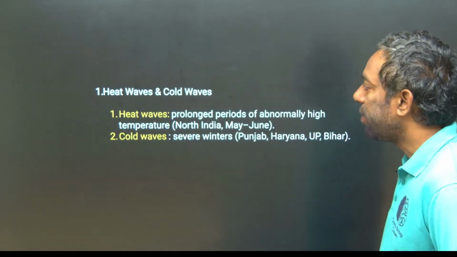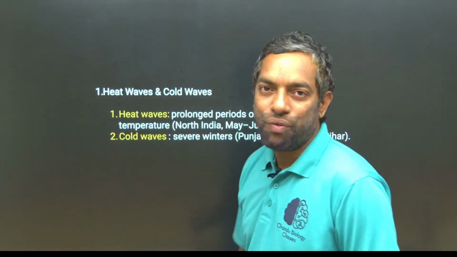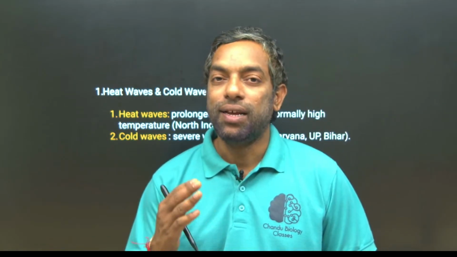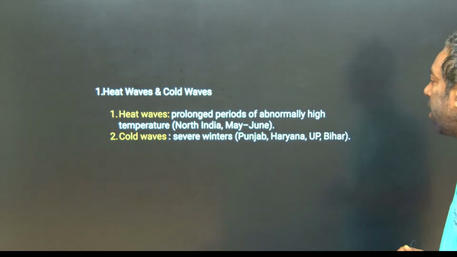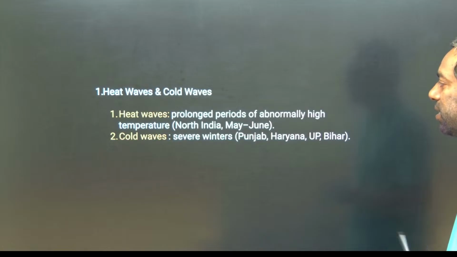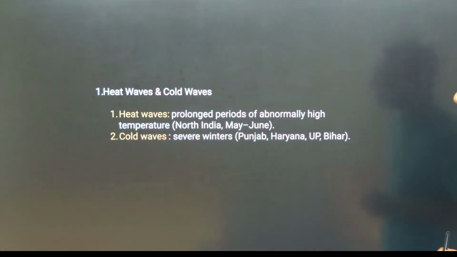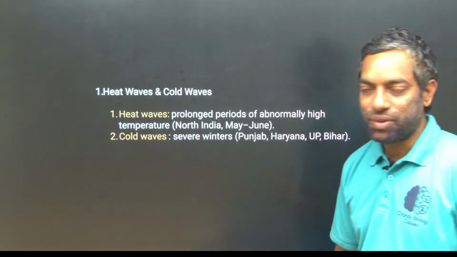Heat waves are also one of the disasters, guys. These days temperature is increasing every year, and it actually touches 50 degrees centigrade in summer. Heat waves are a prolonged period of abnormally high temperature, especially in North India during May and June. Cold waves are also a disaster: severe winters in Punjab, Haryana, UP, Bihar during winter time.